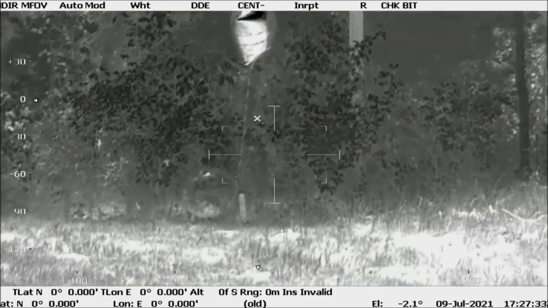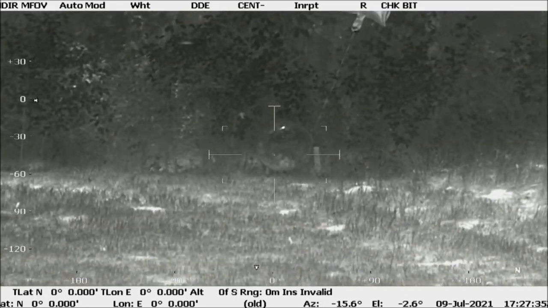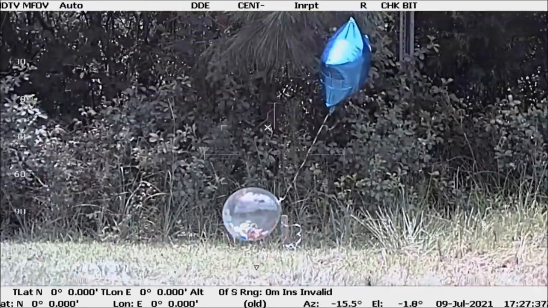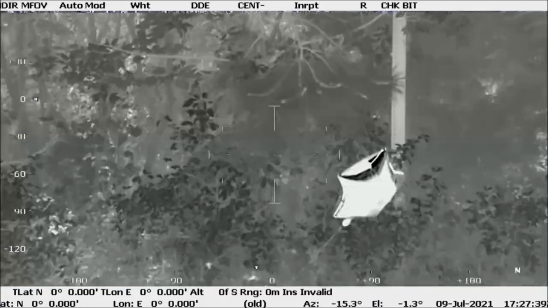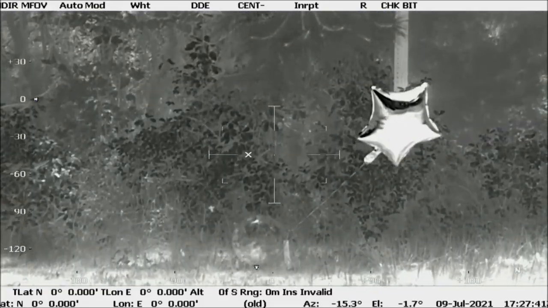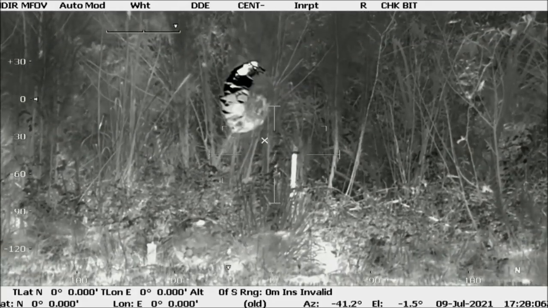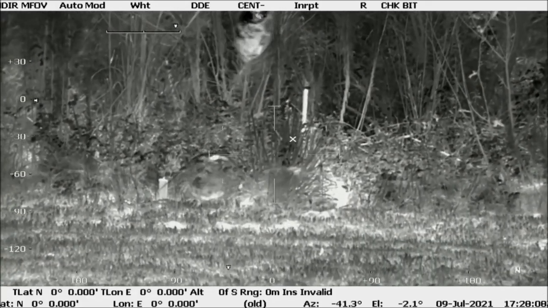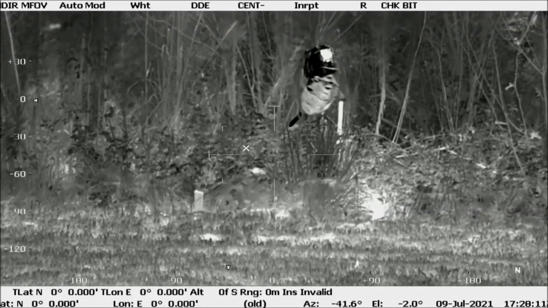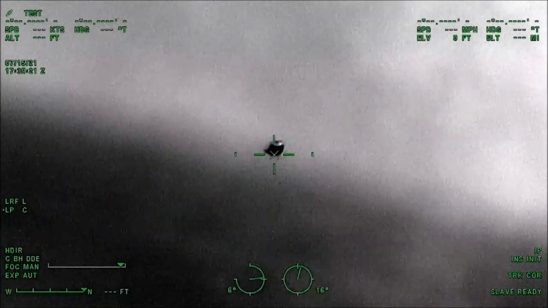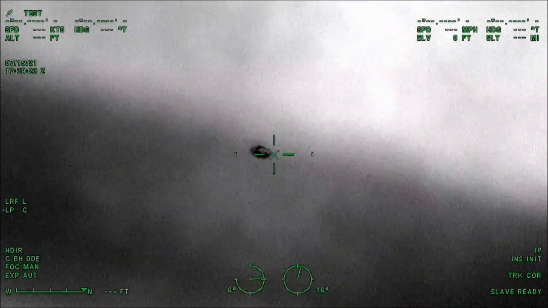Mylar balloons are what I call floating mirrors. They reflect very well. Notice the heat from the ground on the bottom and the cold from the sky on the top. These balloons would not appear as a solid cold heat signature. They are also affected by the cold just as latex balloons are.